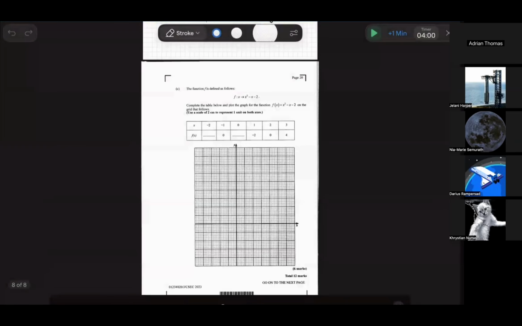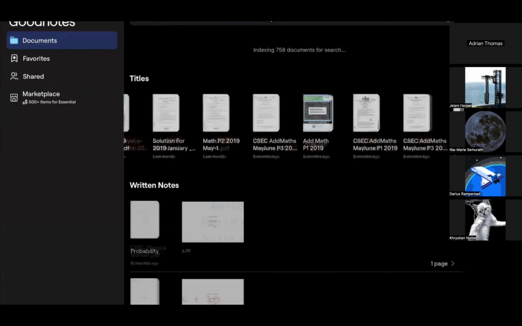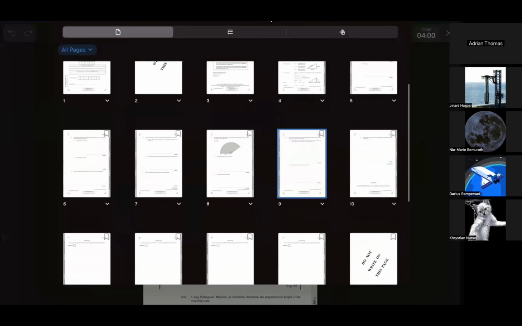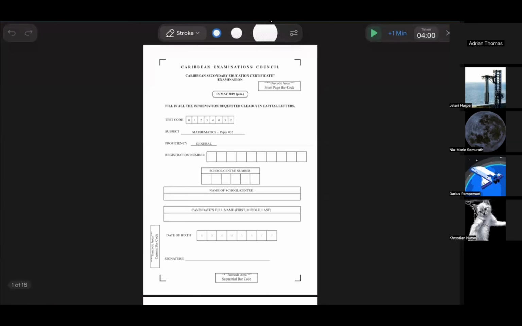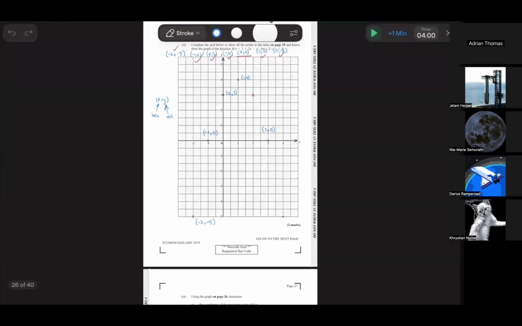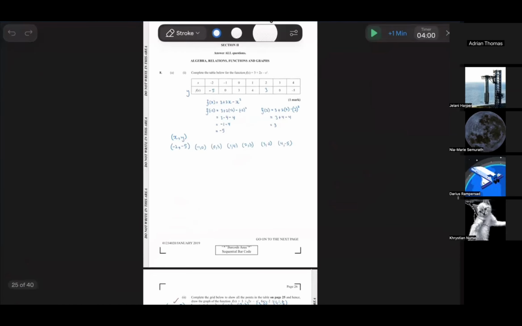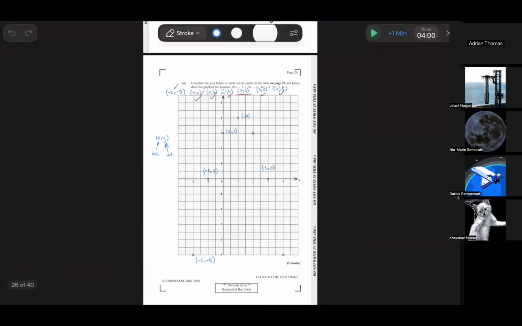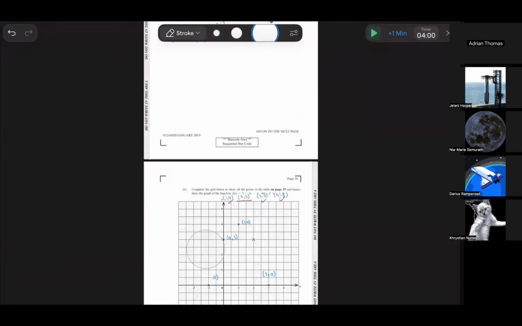Okay, and 2019. Let me go May, June 2019. Is this paper 3? Yeah, it's a paper 3. But this is a good question. Yeah, it's an excellent question. I love this question actually. It's a great question for you all at this level.